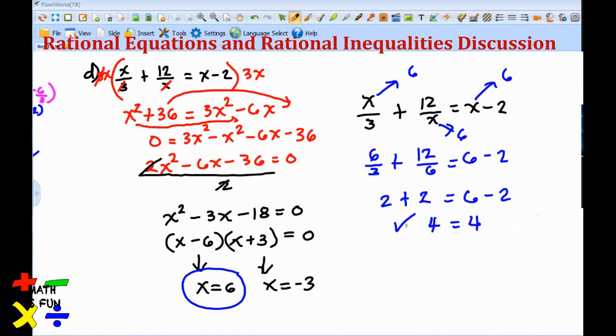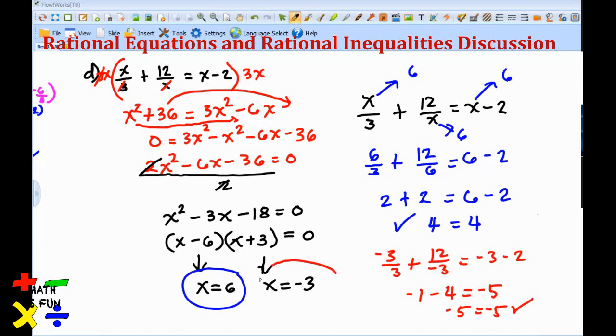Now let's go to negative 3. So let's change this to negative 3 this time. Negative 3 over 3 plus 12 over negative 3 equals negative 3 minus 2. So negative 1 minus 4 equals negative 5. Negative 5 equals negative 5. Yes, so these two are true statements. So the solutions are 6 and negative 3. Both are okay. All right? So there is no extraneous solution for the two answers.